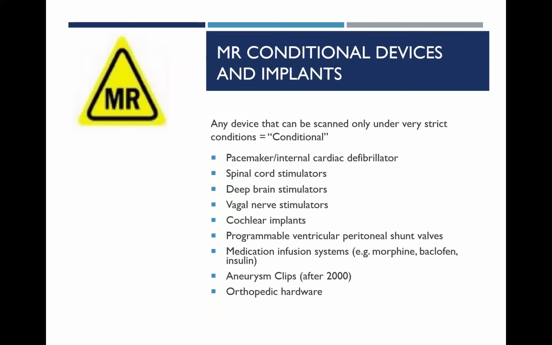Below is a list of MR conditional devices and implants. Any device that can be scanned under very strict conditions has the label of conditional. Currently, there are conditional pacemakers and internal cardiac defibrillators, spinal cord stimulators, deep brain stimulators, vagal nerve stimulators, cochlear implants, and ventricular peritoneal shunts, as well as infusion systems, or aneurysm clips that were placed after 2000, and orthopedic hardware.